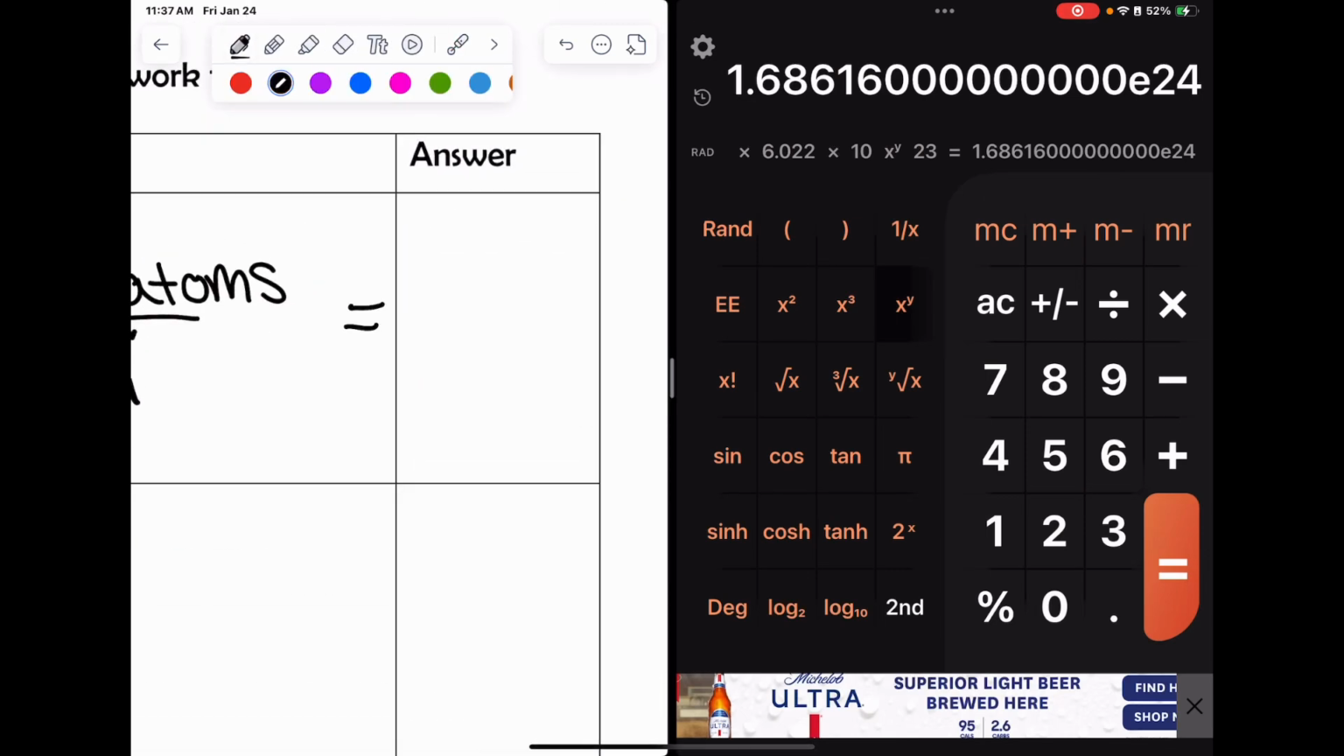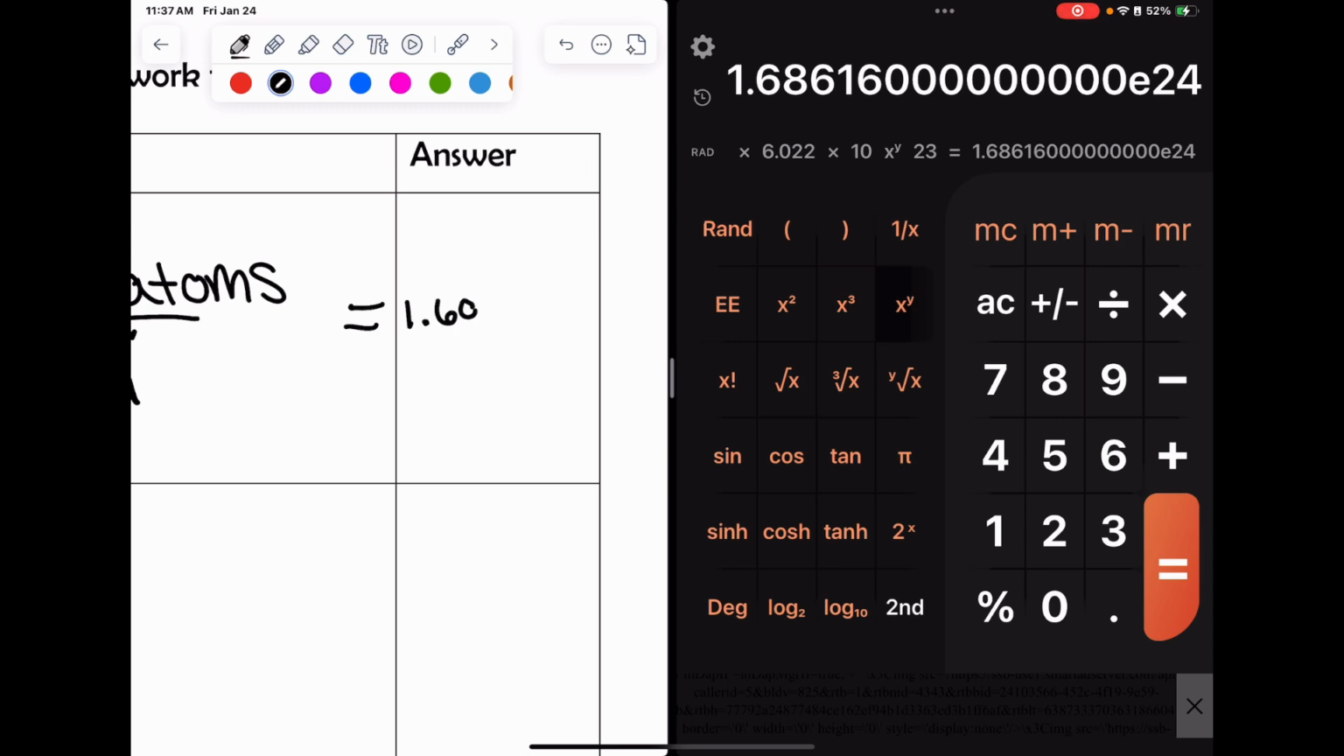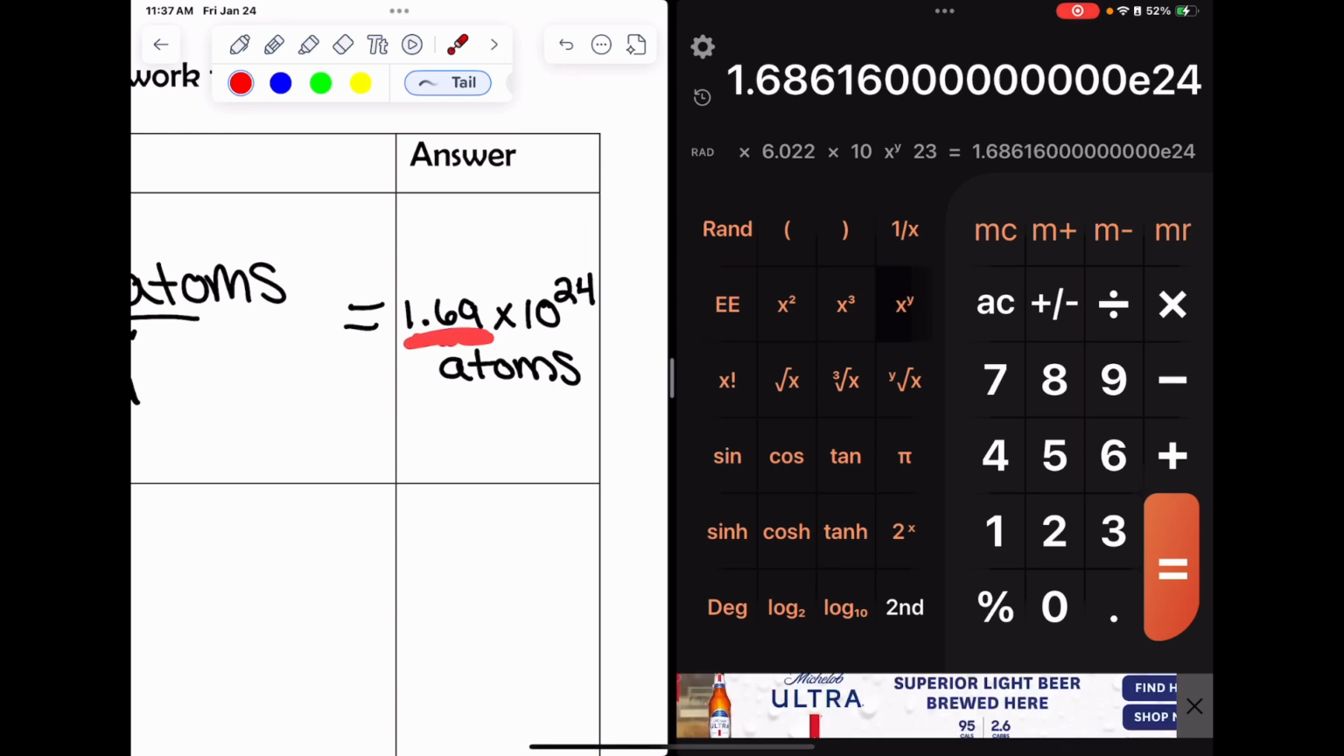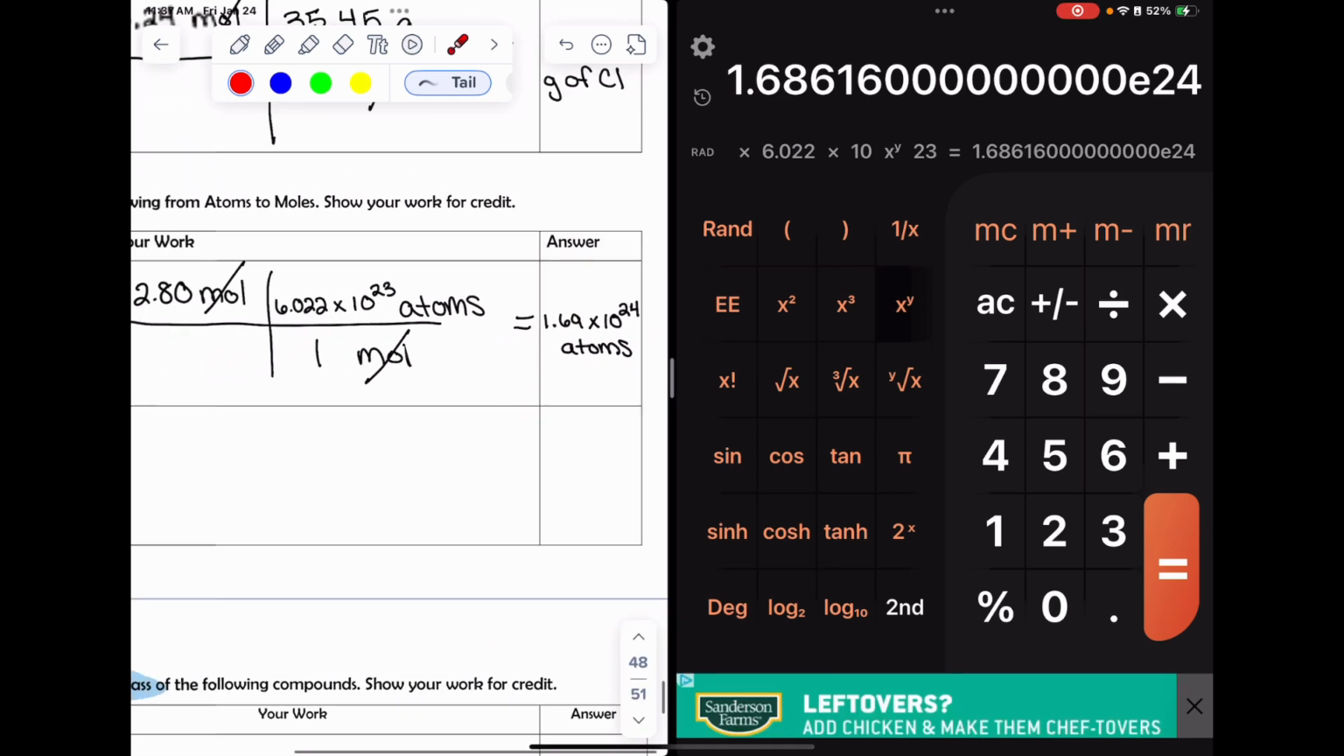All right, so our answer is, remember, I only want to see this first decimal rounded to 2 decimal places. So 1.69 times 10 to the power of 24 atoms. This right here, do not forget this part. This is a part of your answer. Do not leave it off. If you were to only put this, I am going to count that incorrect. So make sure you use this entire thing as your answer. Okay.